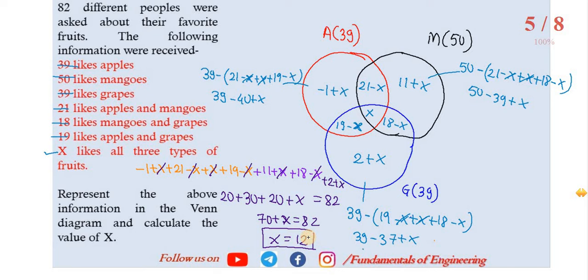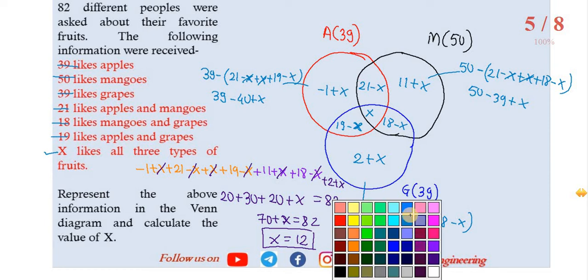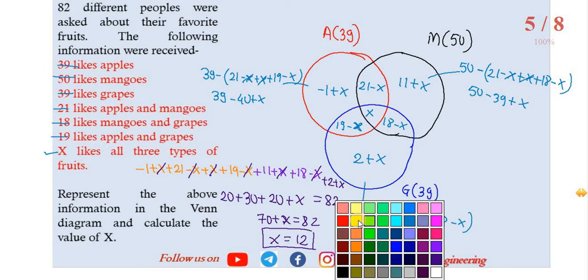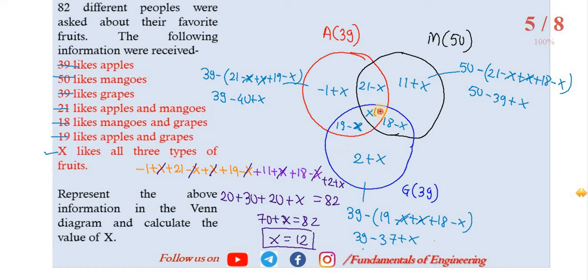So how many? 12 people who like all 3 types of fruits. So we can find out the exact value here. Just you have to put the value of x here. So we are getting 12. So 21 minus 12, 9, minus 1 plus 12, 11.